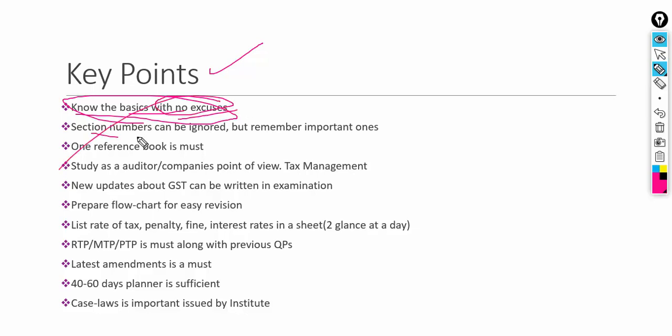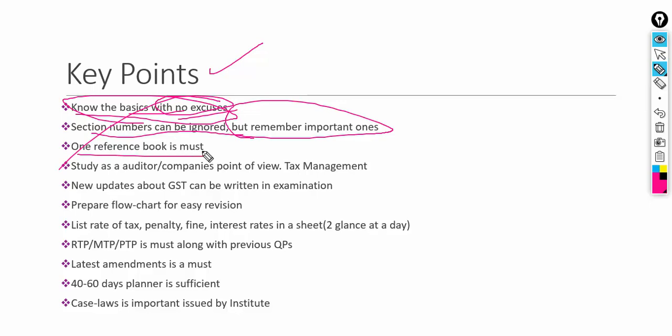Section numbers can be ignored, but remember some of the very basic sections, that is sufficient, guys. Not expecting 100% from you guys, because GST keeps changing here and there. You get confused and you write something wrong. No, do not write something wrong, because if you're not remembering, ignore that. Write as per the provisions of the GST. Done. No confusion there.